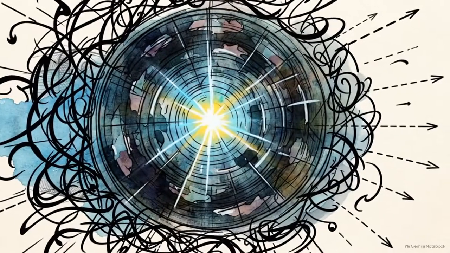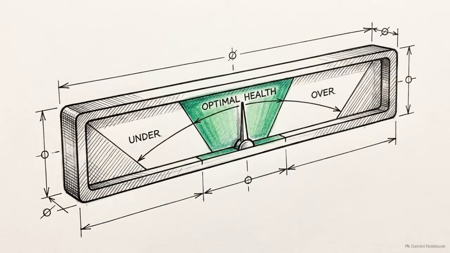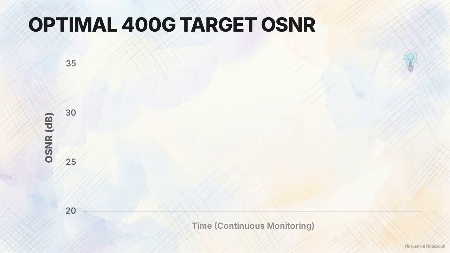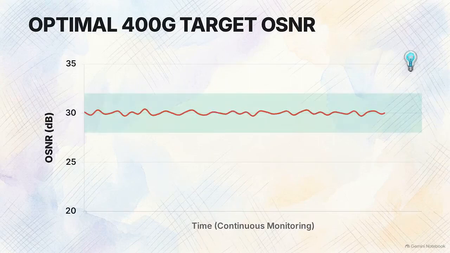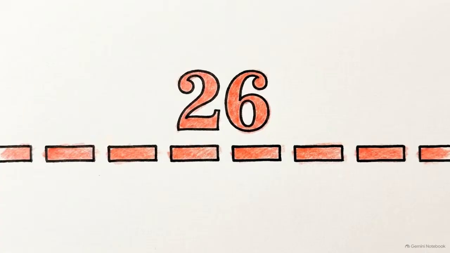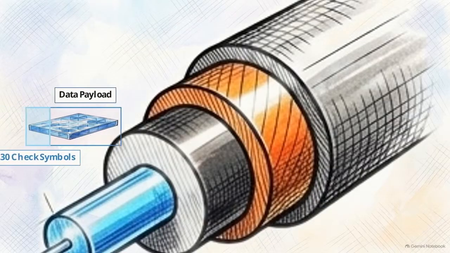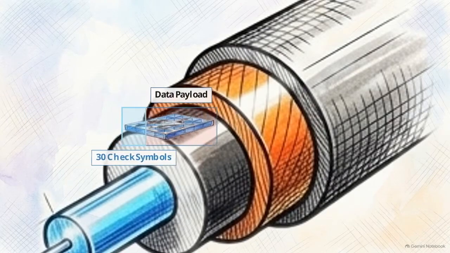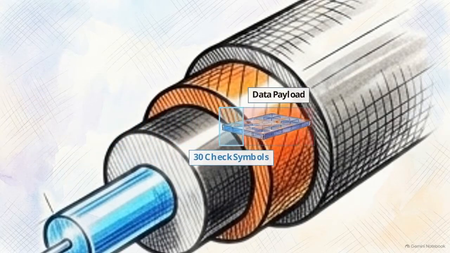Once the data leaves the router's internal math, it enters the physical DWDM link, where optical signal quality becomes the dominant factor. On the DWDM line, health is measured by the optical signal-to-noise ratio, or OSNR. A 400G FR4 optic operating within a DWDM system typically requires a target OSNR between 28 and 32 decibels. The minimum survivable OSNR for this architecture is approximately 26 decibels.